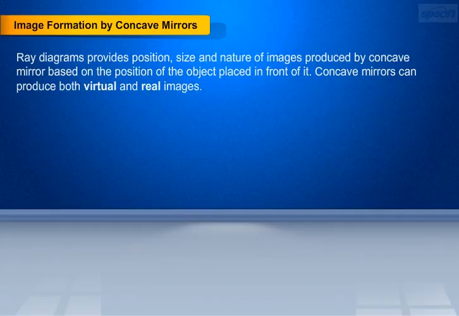Let's study about image formation by concave mirrors. Ray diagrams provide the position, size, and nature of images produced by a concave mirror, based on the position of the object placed in front of it. Concave mirrors can produce both virtual and real images.